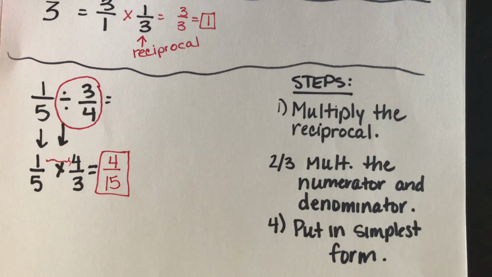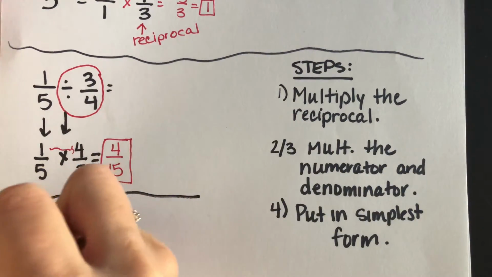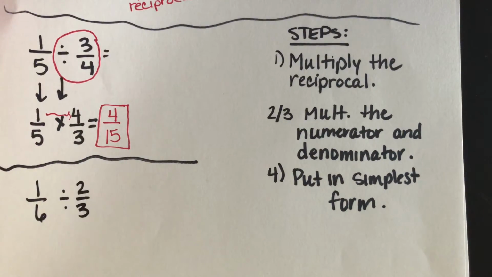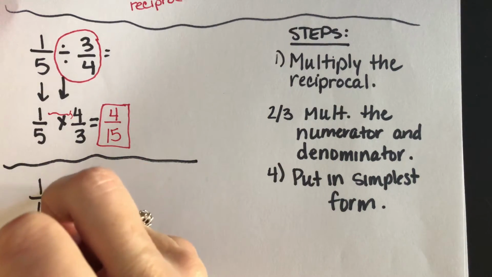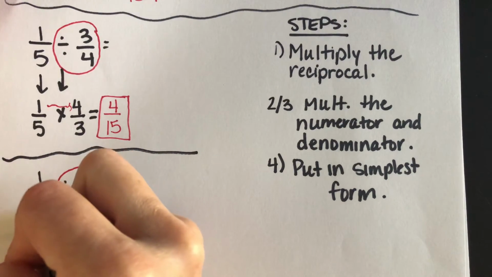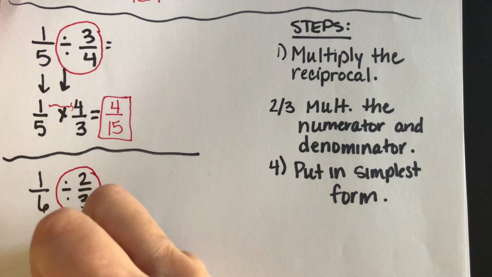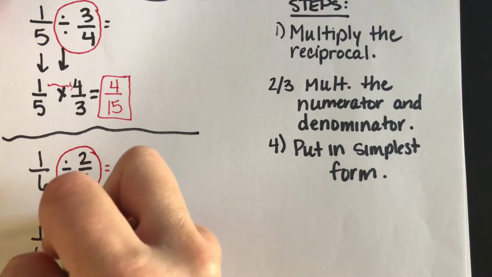Let's try another problem. 1/6 divided by 2/3. Okay, so here this first step says multiply the reciprocal. So I'm just going to draw a circle around this. Multiply the reciprocal. So 1/6 stays the same, you leave it alone. And now I'm multiplying the reciprocal. So I have 1/6, I change it to multiplication, and the reciprocal of 2/3 is 3/2.